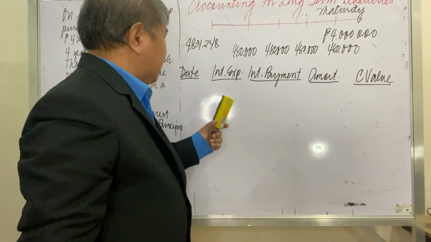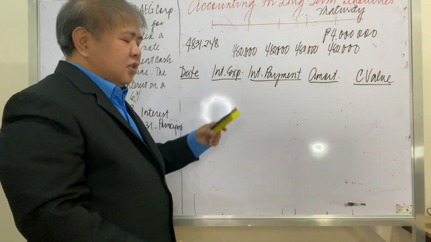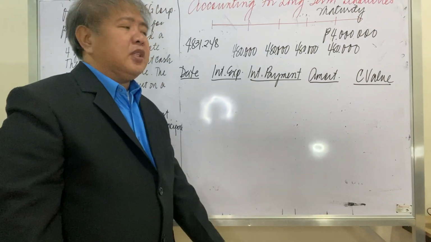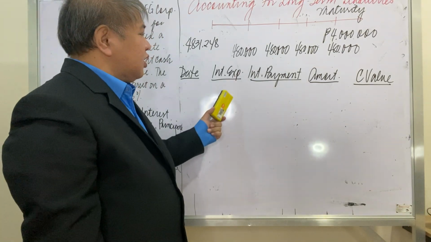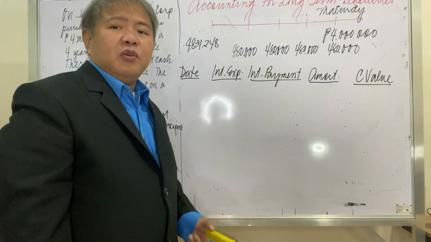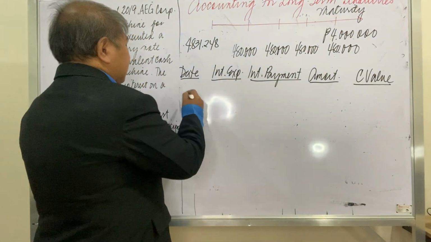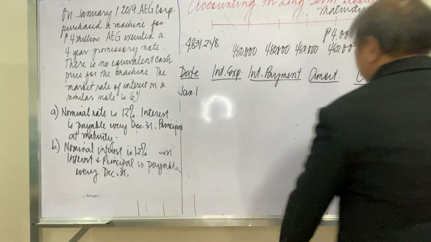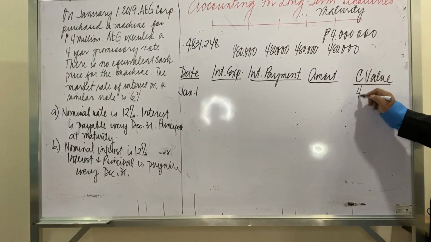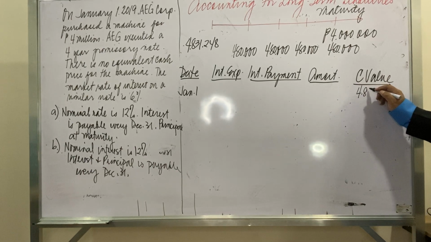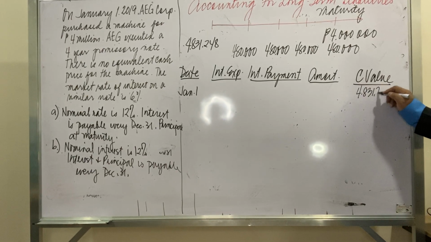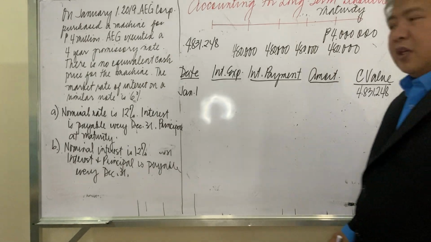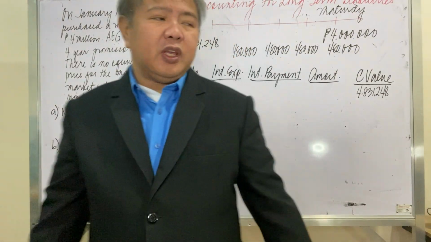Okay, so we now have here the date, the interest expense, and the interest payment, which is equal to the nominal interest. Then the amortization is the difference between the two, and then the carrying value of the obligation. As of January 1, how much is the carrying value of the obligation? That's 4,831,248. That is the carrying value of the obligation.